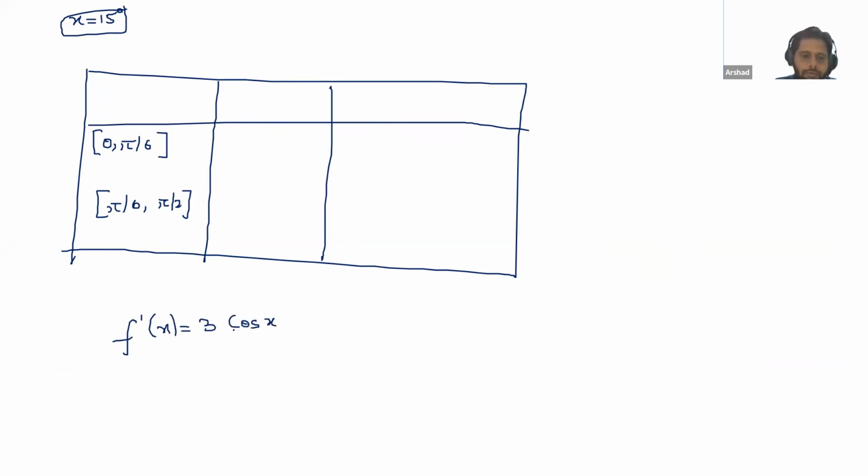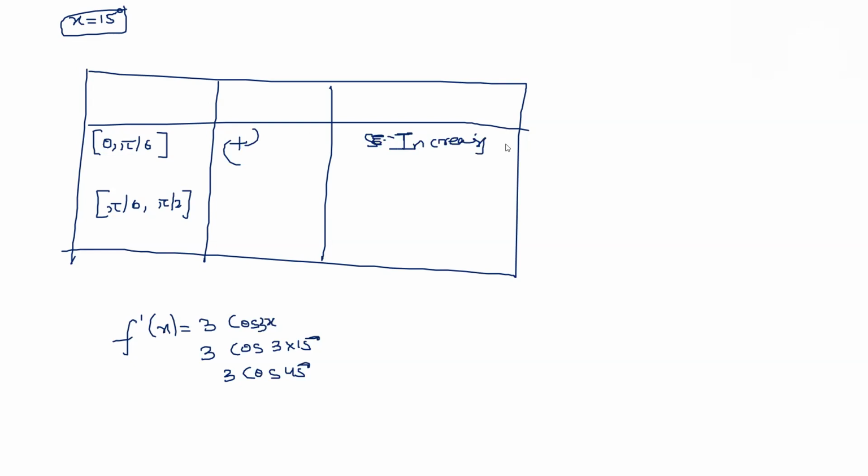F dash x is equal to 3 cos 3x. So put the angle here: 3 cos 3 into 15 degrees. You will get 3 cos 45 degrees. It is positive. Abdur, positive means it's increasing. Abdur, check your calculation again and tell me for the second interval, pi by 6 to pi by 2. Rifat, if it is done, please share your answer. And Fahad, please check the second interval, pi by 6 to pi by 2, and share your answer.